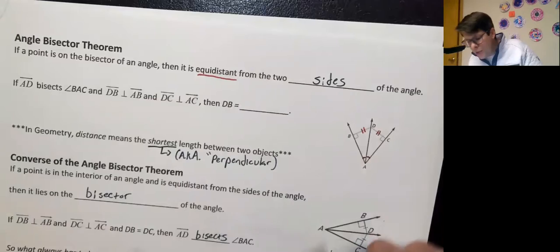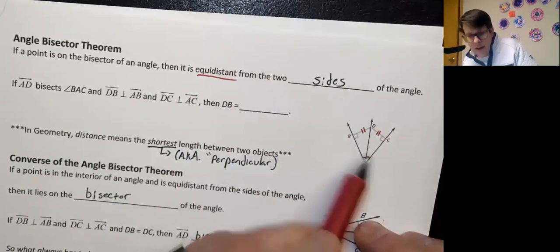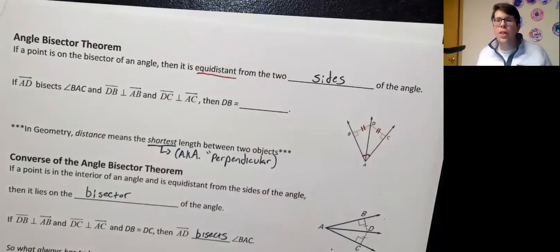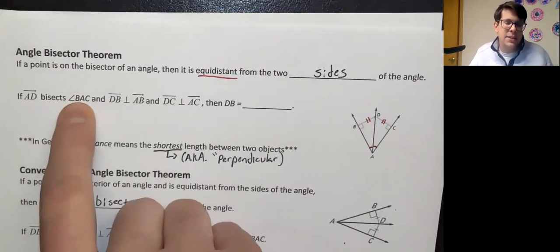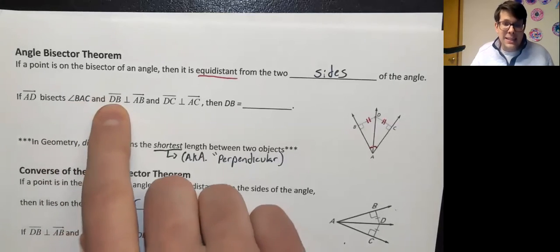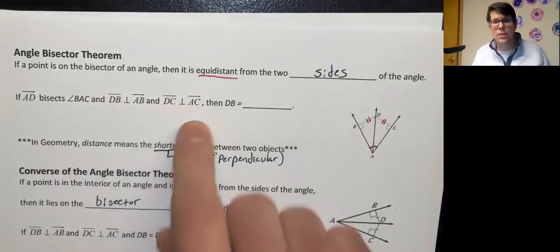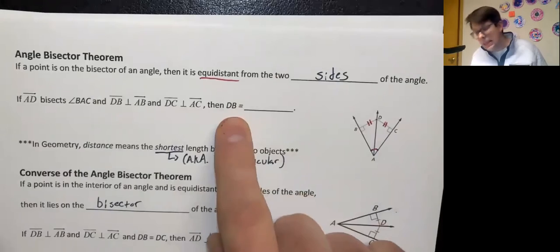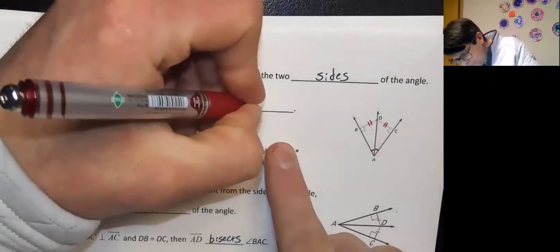Okay, so now just like we were talking about before, when you measure these distances, you could go straight across or you could go up on an angle or down on an angle. How do you determine what is the correct distance? And it's always going to be the shortest one, the perpendicular one. Okay, so here's our if-then statement. If a ray AD bisects angle BAC and DB is perpendicular to AB and DC is perpendicular to AC, those are those two 90-degree angles that we have to have, then we can make the statement that DB is equal to DC.